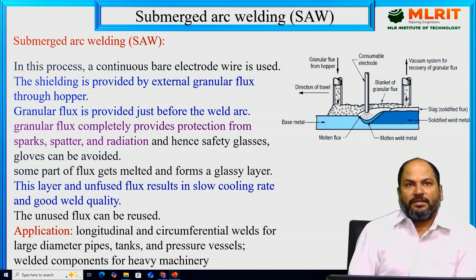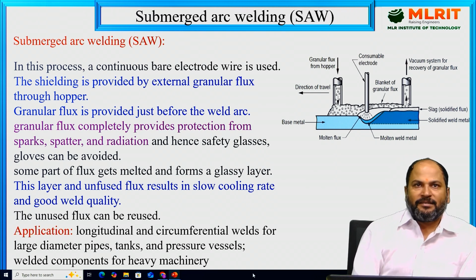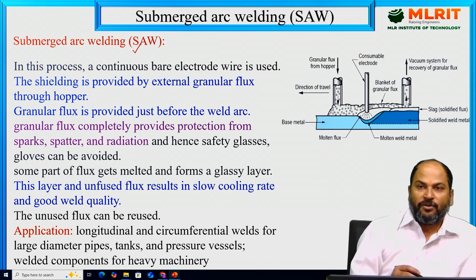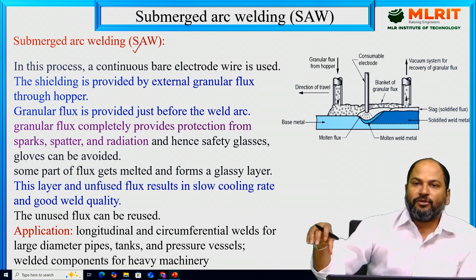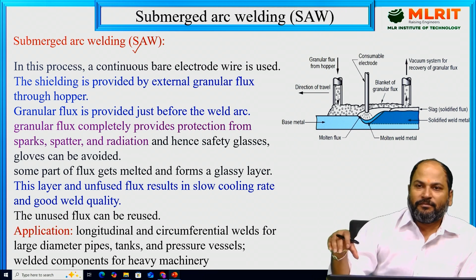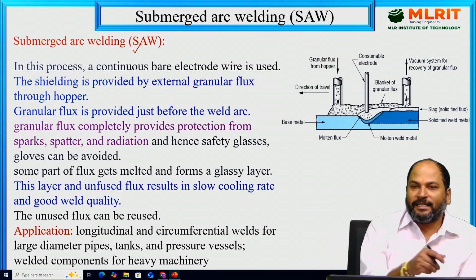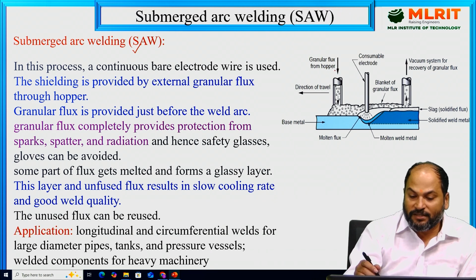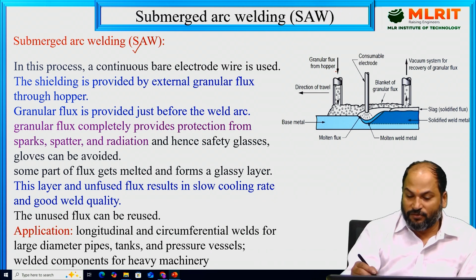Next welding process for today, this is the last, is submerged arc welding. Submerged means the name itself comes from the flux. Wherever we have to do the welding, that area will be completely covered with flux, and then we do the welding. You can see here, through the hopper, these granules of flux come continuously, and then we do the welding.